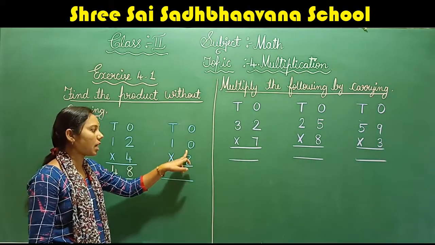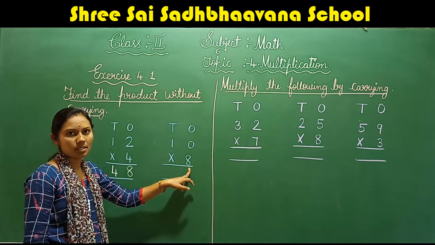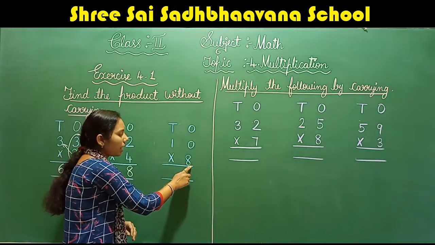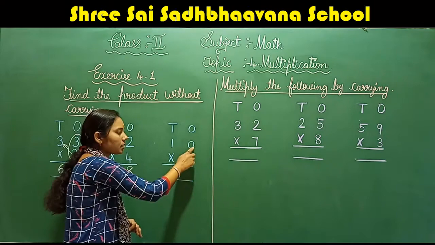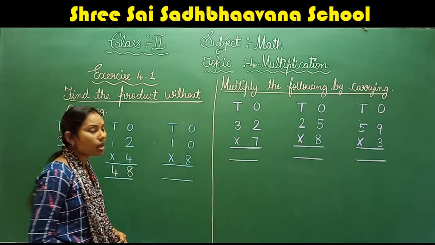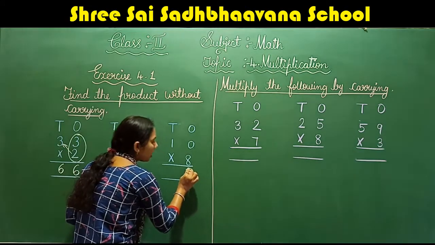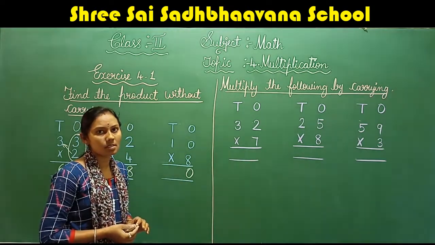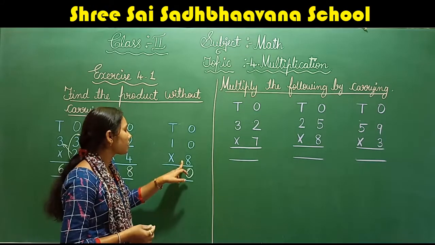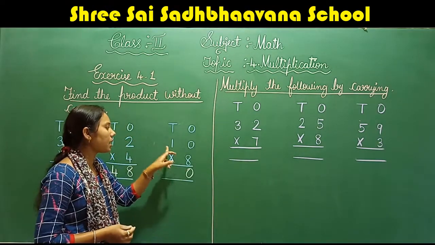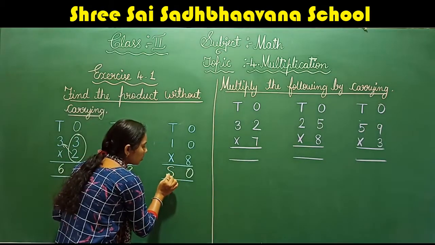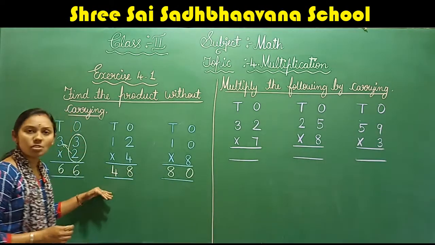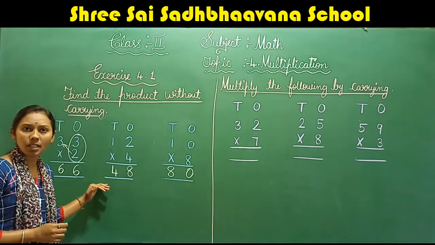Okay, let us move to the next sum. That is 10 into 8. First we have to multiply the ones place. That is 8 zeros are how much? 8 zeros are 0. Anything multiplied with 0, you will get 0 as the answer. Next, we are going to multiply the tens place. That is 8 ones are 8. This is your second step. 8 ones are 8. Understood? Understood how to multiply without carrying?